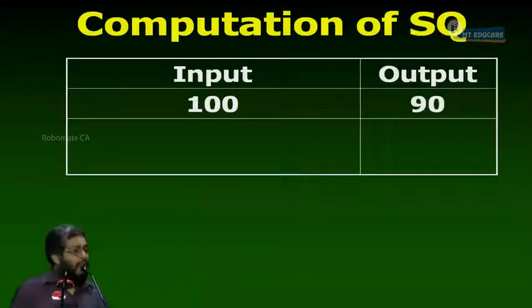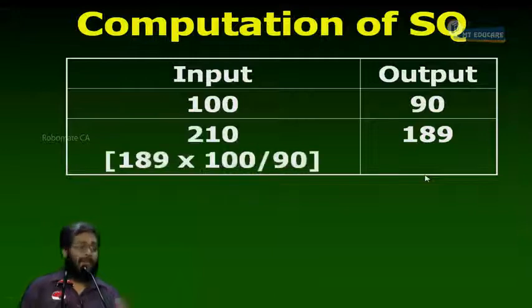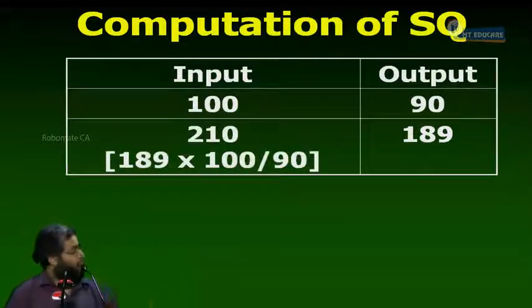Tell me, how many good kgs did I produce? How much came out? 189. If 189 came out, how much should I have put in? More than 189. Budget says that for 90 you can put 100. So for 189, how much can I put here? 210 I can put. Yes or no? That means the budget says that you are allowed to put 210 kgs to produce 189 kg, with a standard loss of 10%.